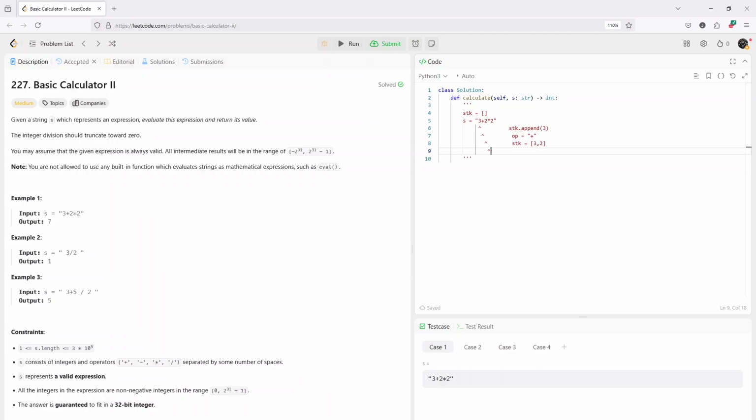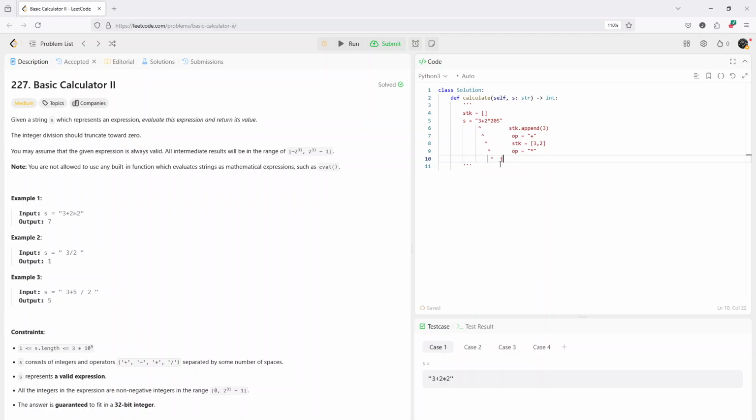Then this operator is a multiplication. Then this 2 here. The previous number was a 2 and the current number is a 2. Multiplication takes precedence over addition or subtraction, so we want to evaluate this right away. But the issue is, what if you have something like 205? Let's call this 3205 or something. So we want another iterator, let's say j.